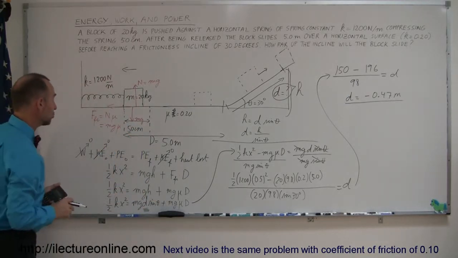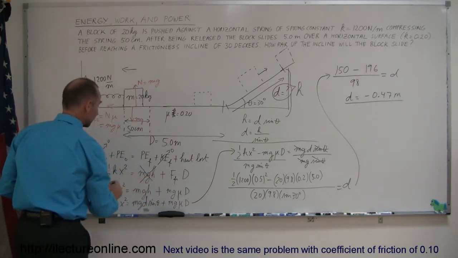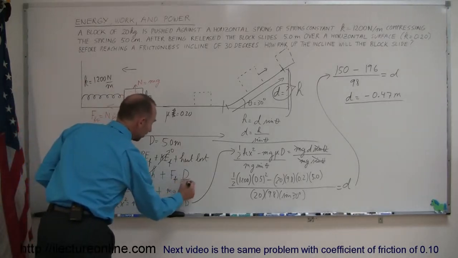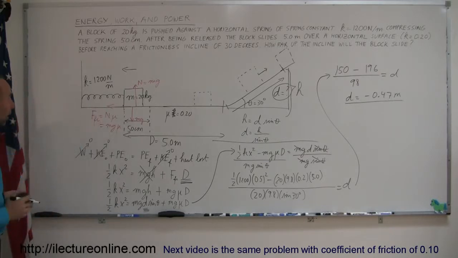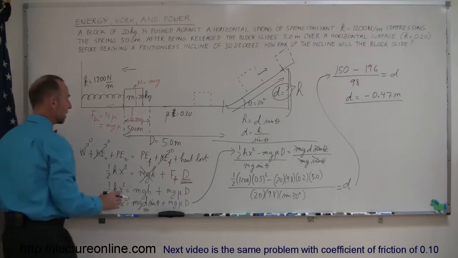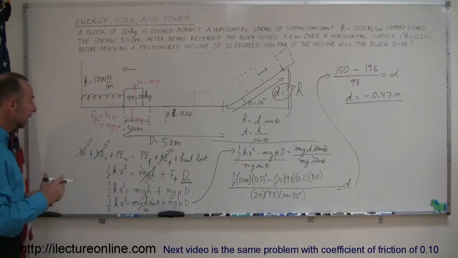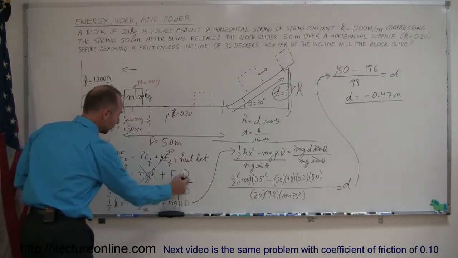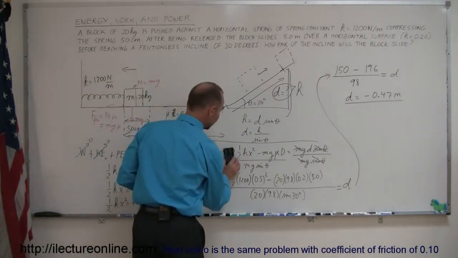That means that we do not have this term right here. Doesn't reach any height. And the question then becomes, how far along the horizontal portion of the distance that it traveled will the block actually make it? So now we're going to have to regroup and solve the problem again, a second time, by saying we do not have an MGH term, and now we're just going to solve for D. So let me write that equation down.